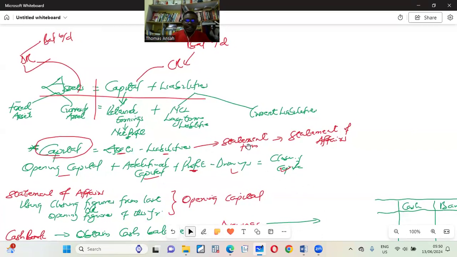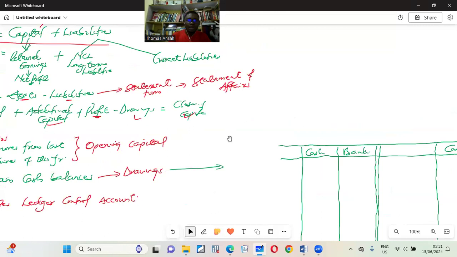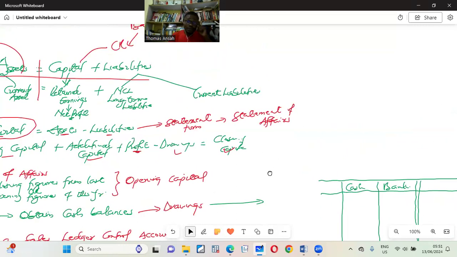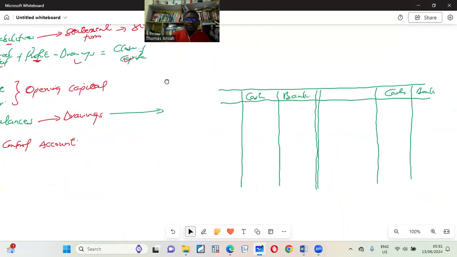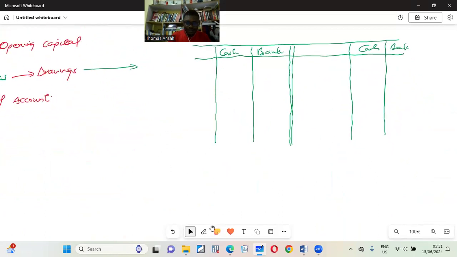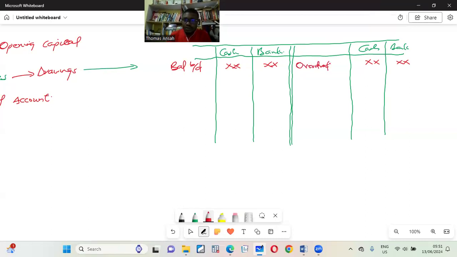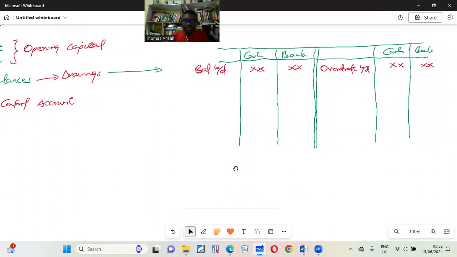Now, the trick is that cash can have both debit balance or credit balance. Under normal circumstance, cash is an asset, so it should be having balance brought down like this. So you put them in. On the credit side, you have overdraft brought down. So if it is an overdraft, please don't forget you put it there.